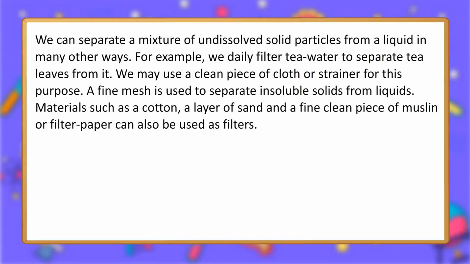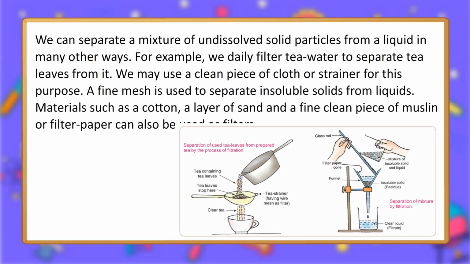For example, we daily filter tea water to separate tea leaves from it. We may use a clean piece of cloth or strainer for this purpose. A fine mesh is used to separate insoluble solids from liquids. Materials such as cotton, a layer of sand and a fine clean piece of muslin or filter paper can also be used as filters.